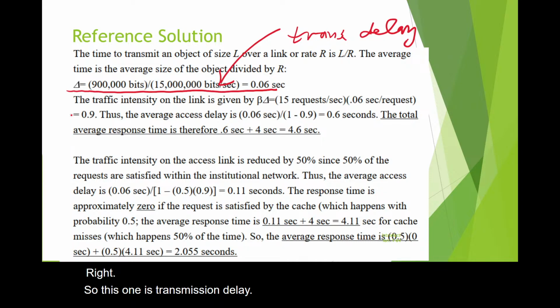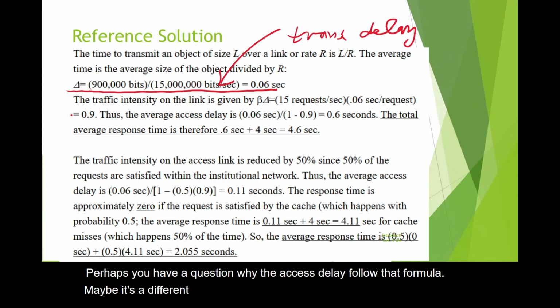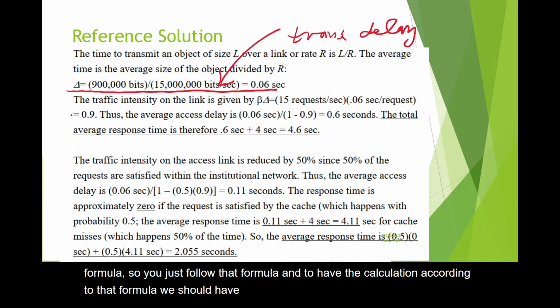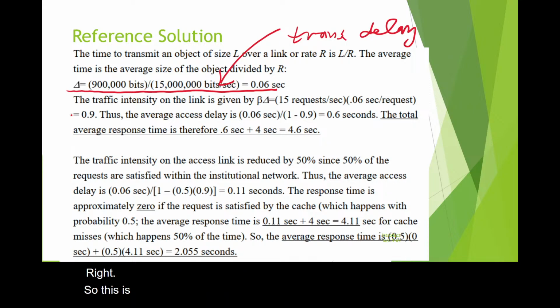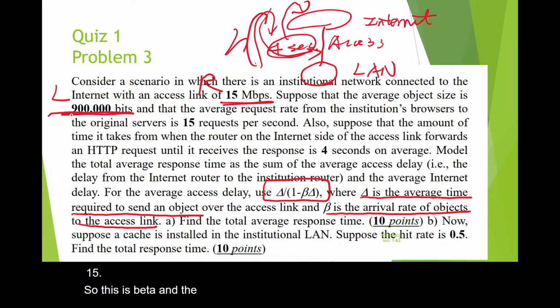Perhaps you have a question, why the access delay follows that formula? Maybe it's a different story, but for the current problem, you just follow that formula. And to have the calculation according to that formula, we should have the transmission delay here, this one, delta, right? So this is the transmission delay, and beta here, this is beta. 15. So this is beta. And beta is 15. Where to find 15? This one. 15 requests per second.